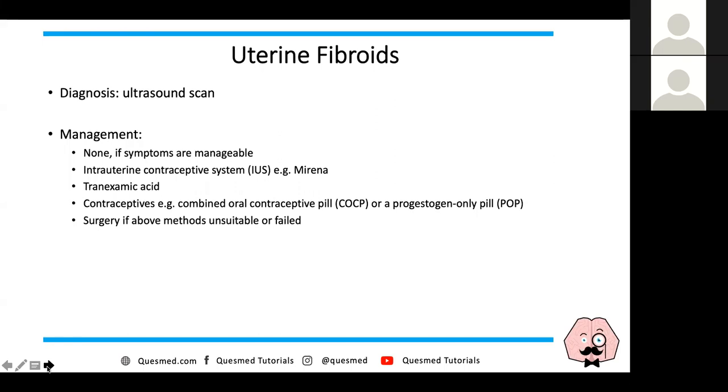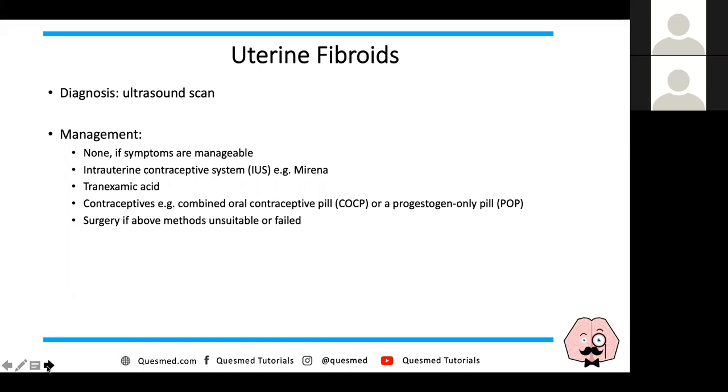Other treatments, we can think about tranexamic acid. Now that's usually taken on the first day of bleeding for 4 to 5 days, and the aim of that is to reduce blood loss. And several contraceptives can be used in the management of fibroids, so the combined pill or a progesterone-only pill. And again, the aim of those is to reduce bleeding and to help with symptoms.